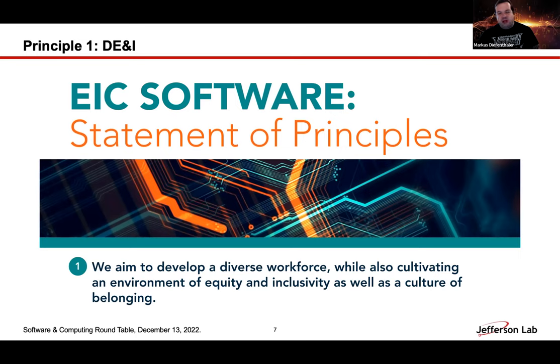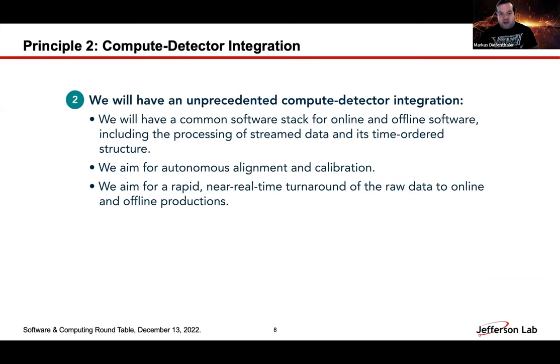We start with principle one, diversity, equity, and inclusion. We aim to develop a diverse workforce while also cultivating an environment of equity and inclusivity, as well as a culture of belonging. The second principle is about compute detector integration. We will have a common software stack for online and offline software, including the processing of streamed data and its time-ordered structure. We aim for autonomous alignment and calibration. We aim for a rapid, near real-time turnaround of the raw data to online and offline productions.